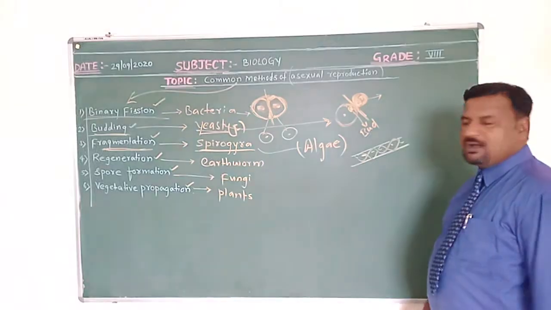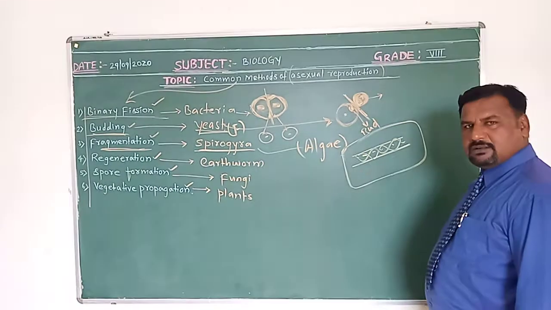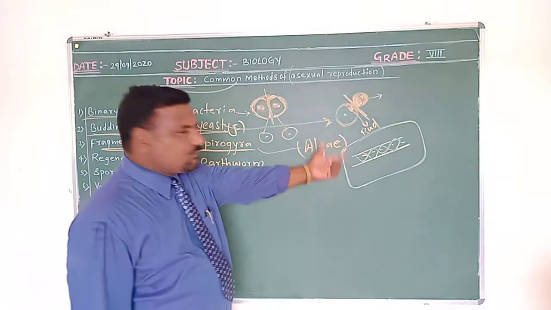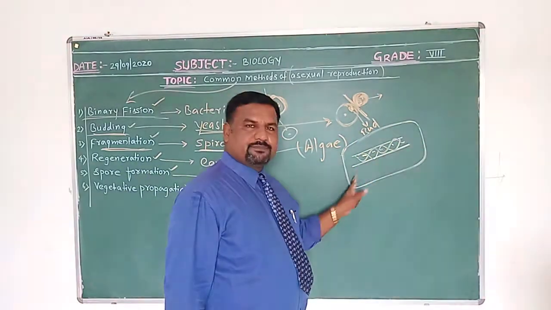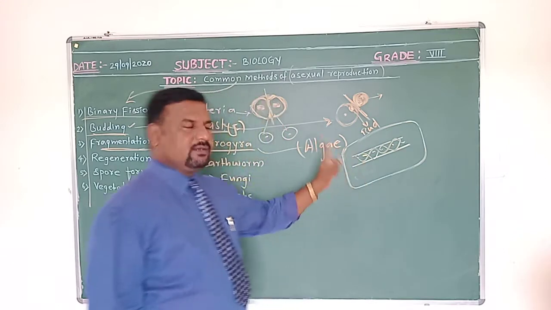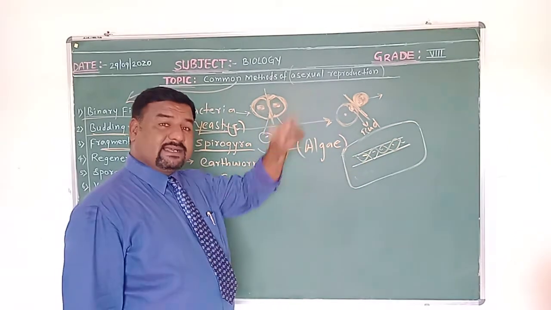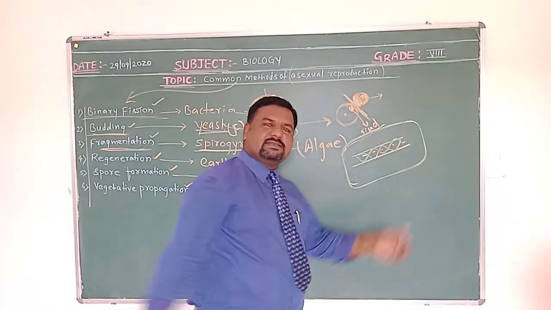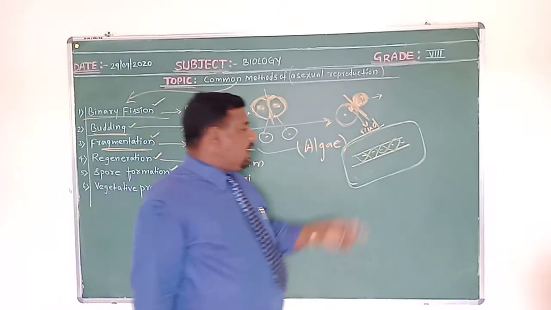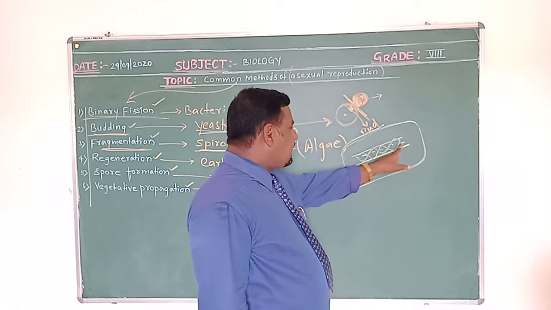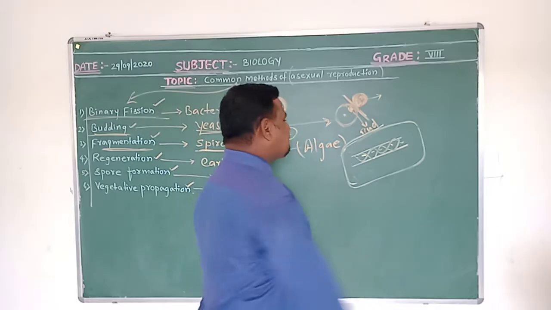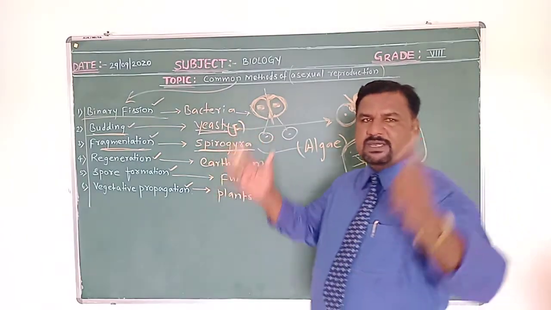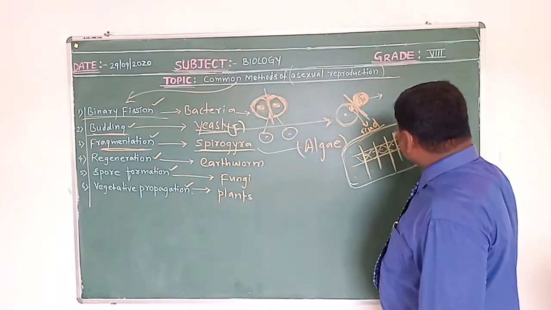This is the Spirogyra. What happens when the Spirogyra present in the water gets a favorable condition, like plenty of oxygen, nutrients, water and food material available in this pond, this particular water body where Spirogyra is living? When water, food and oxygen are available in sufficient quantity, that is considered a favorable condition. In that condition, what does Spirogyra do? It splits into several fragments.